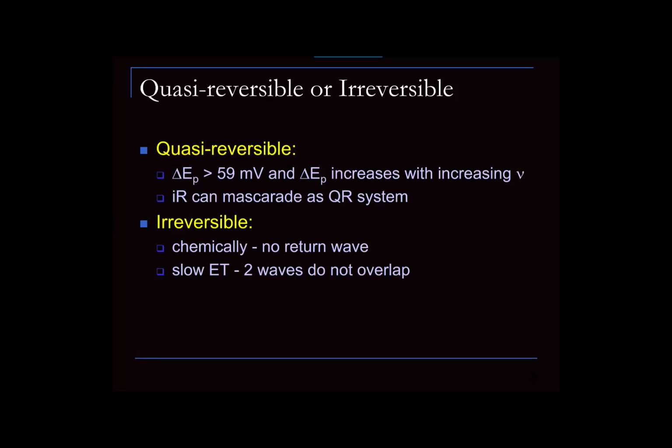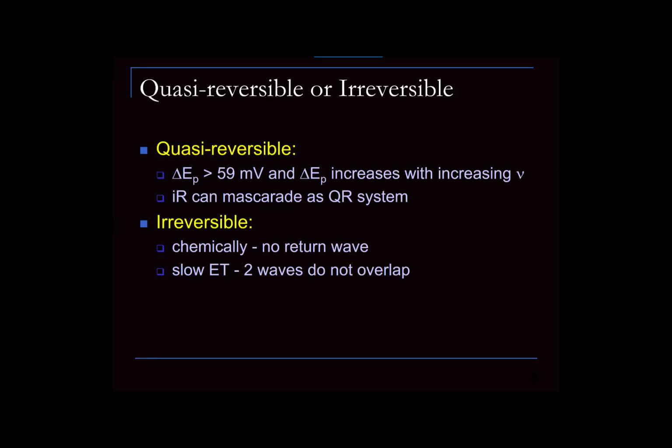But there are some other situations that can basically masquerade as a quasi-reversible system. An IR drop in solution, if you're working with, let's say, an organic solvent and you've added electrolyte to it, is a fairly resistive medium, and so that IR drop can sometimes masquerade as quasi-reversibility. So you have to think very long and hard about the system that you're working with and make sure that you've set up your experiment well and properly.